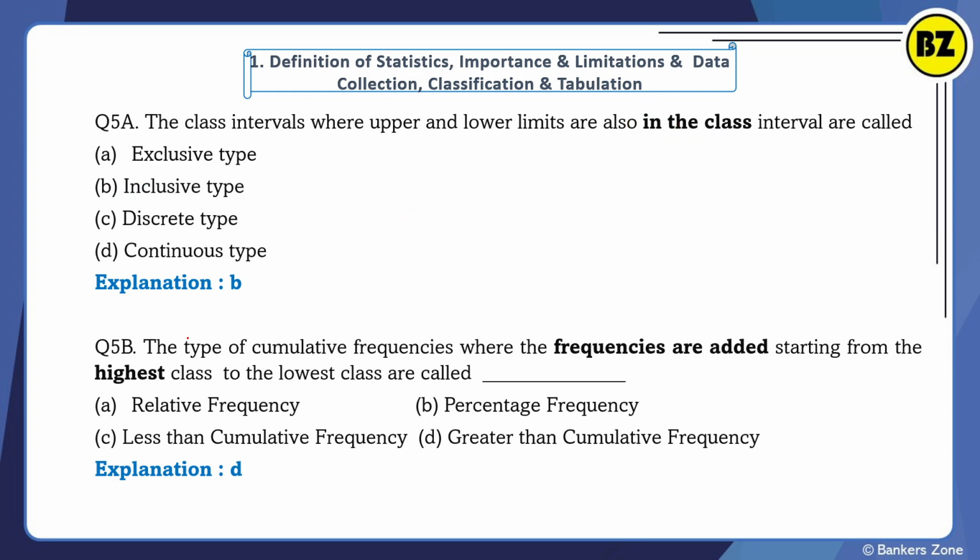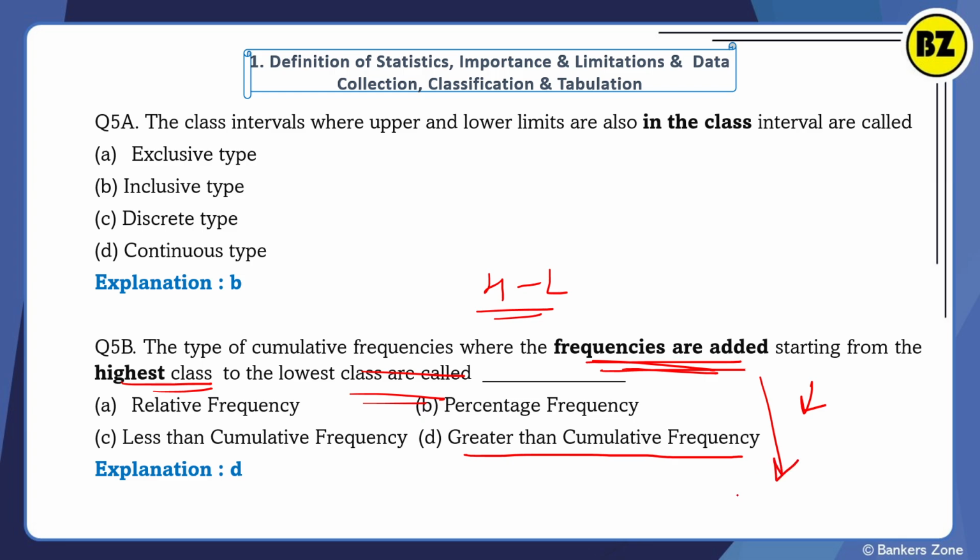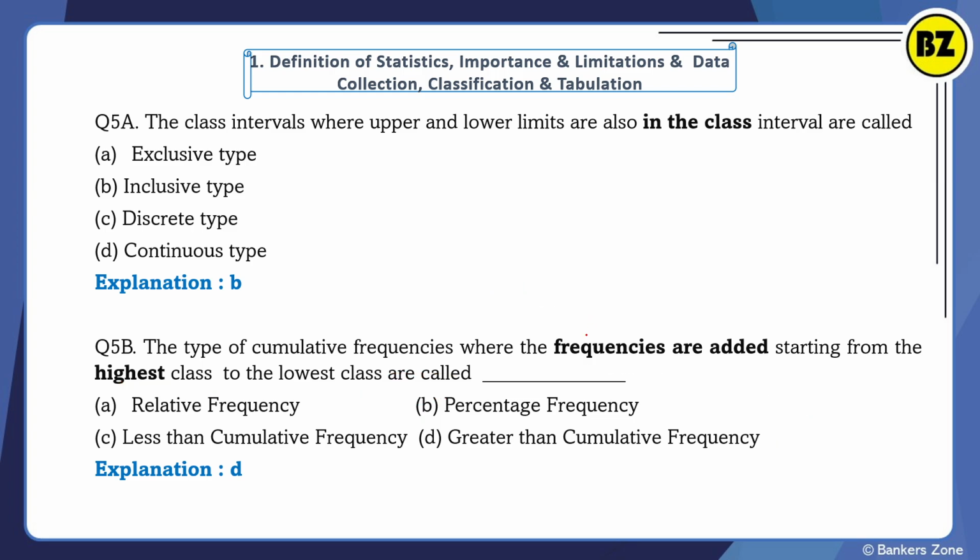The type of cumulative frequency where frequencies are added starting from the highest class to the lowest class is called as the greater than cumulative frequency. When frequencies are subtracted, it is called the less than. Always remember this, we are following this in solving the numericals. They have asked the question based on how you solve the numerical. So remember, when frequencies are added, it will be the greater than cumulative frequency.